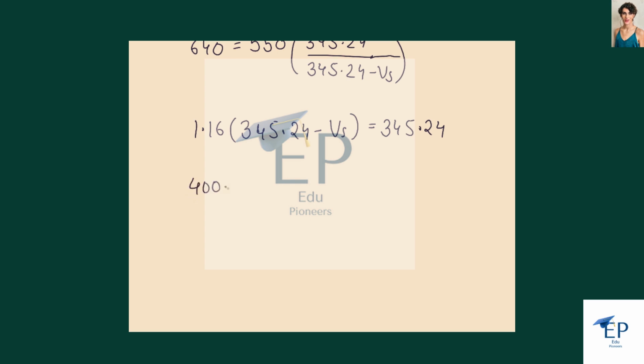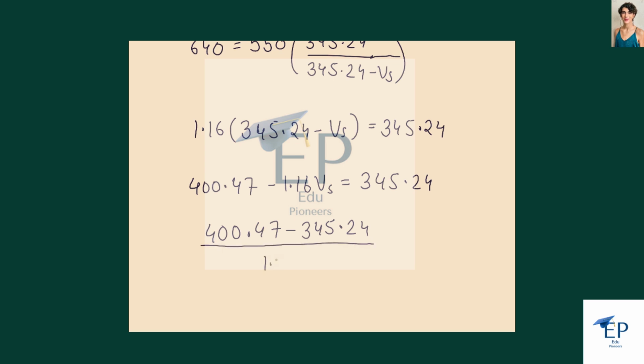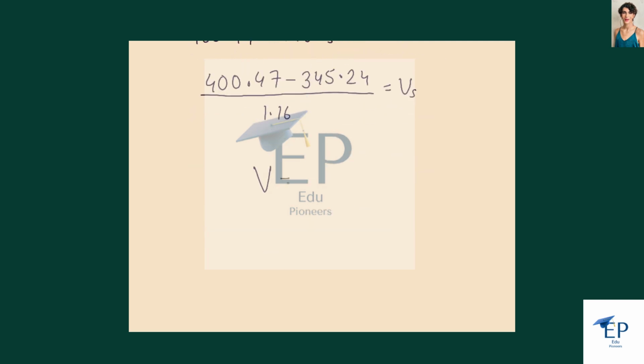400.47 minus 1.16 vs, that is equal to 345.24. If I take this over here, this will be 400.47 minus 345.24, and this 1.16 vs will come over here. If I divide both sides by 1.16, I will get this equal to vs. So from here if we calculate, V source will be equal to 47.61 meters per second. So this is the speed of the truck.